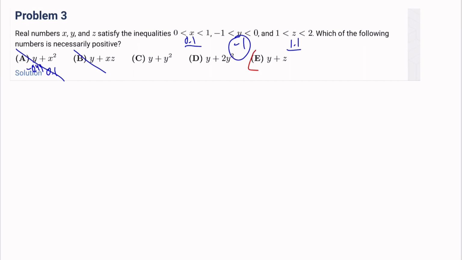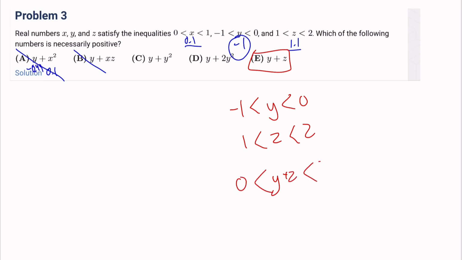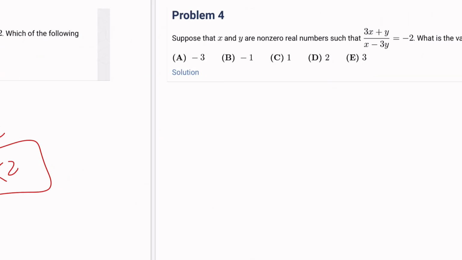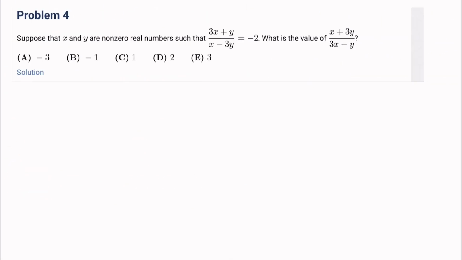And if you take a look at E right here, y plus z, then y is between -1 and 0, z is between 1 and 2, right? And so if you add these up, y plus z is greater than 0 and less than 2, and so this must be necessarily positive. The answer is E.